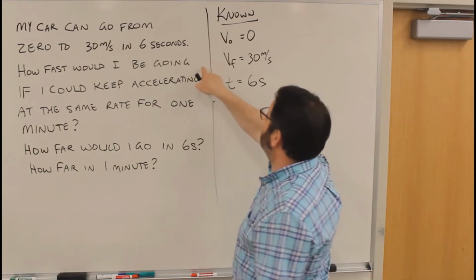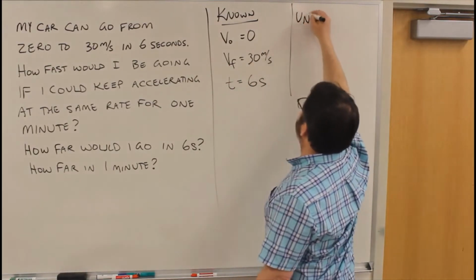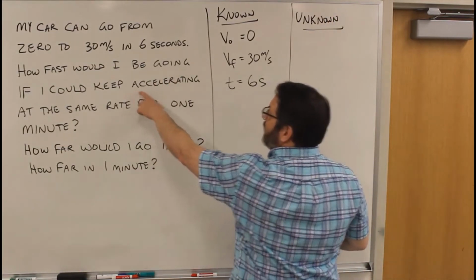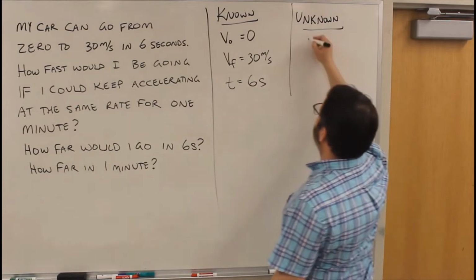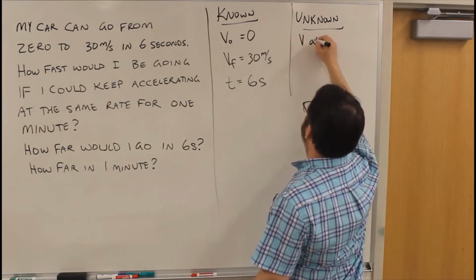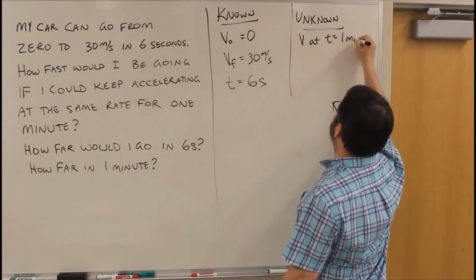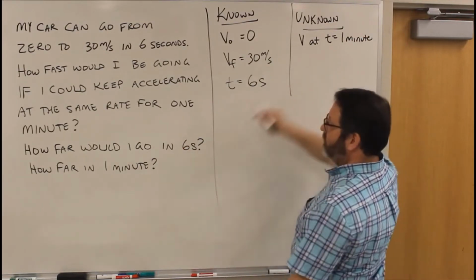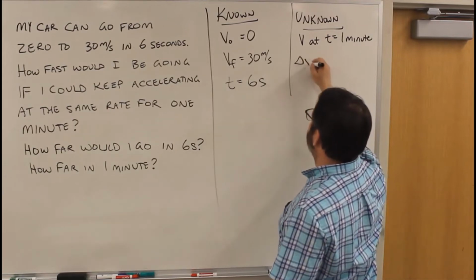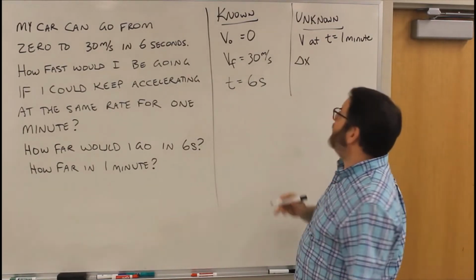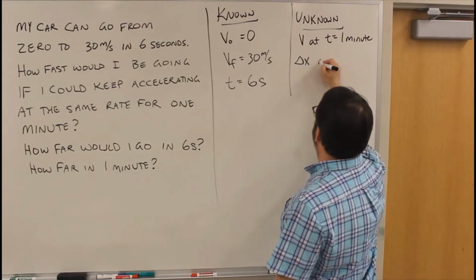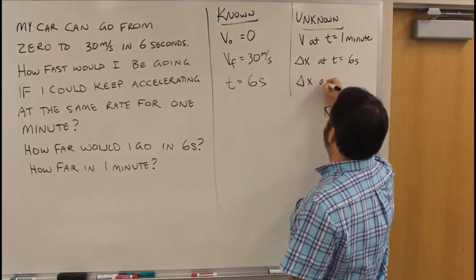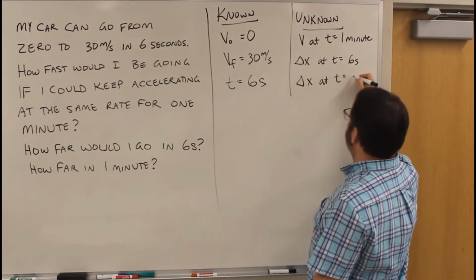So, all right, then what are we looking for? So unknown, what I'm trying to find, how fast would I be at 1 minute? So V at T equals 1 minute. And then also, how far would I go? So that would be like my delta X, or possibly my D, at T equals 6 seconds, and delta X at T equals 1 minute.